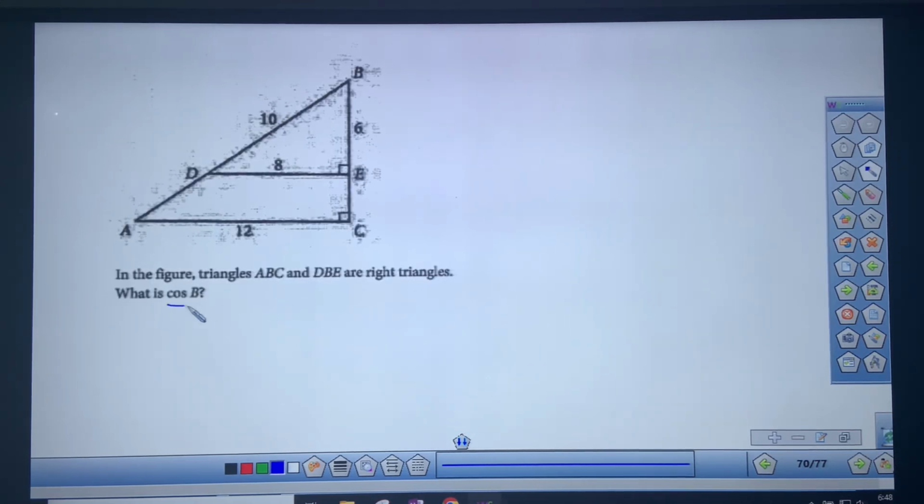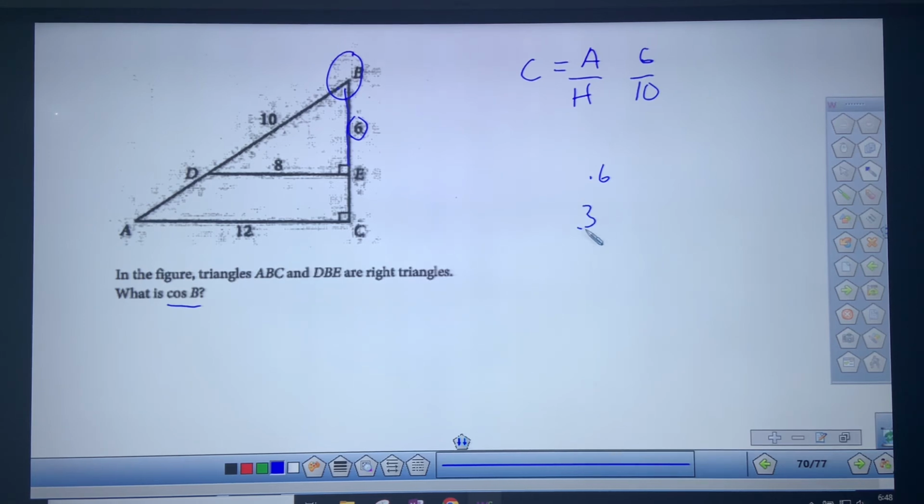Right triangles, what is cosine of angle B? So this is angle B. Remember SOH-CAH-TOA, so the side adjacent to angle B would be 6. The hypotenuse would be 10. So the cosine of angle B would be 6 over 10. You could write that as 0.6 or 3/5.